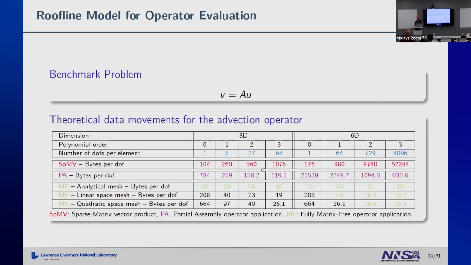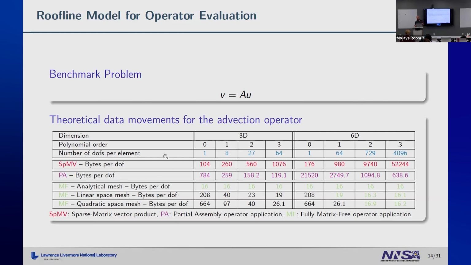And so we compare the sparse matrix with partial assembly and different flavors of fully matrix-free, according to what type of mesh we have: if the mesh is purely analytical, a linear space mesh with analytical momentum, or a quadratic space mesh. What we see here is that in 3D the sparse matrix bytes per DOF remains somewhat in control, but it grows quickly as we increase the polynomial order, and in 6D it really gets out of control in terms of bytes per DOF. And so that's where a matrix-free approach shines.